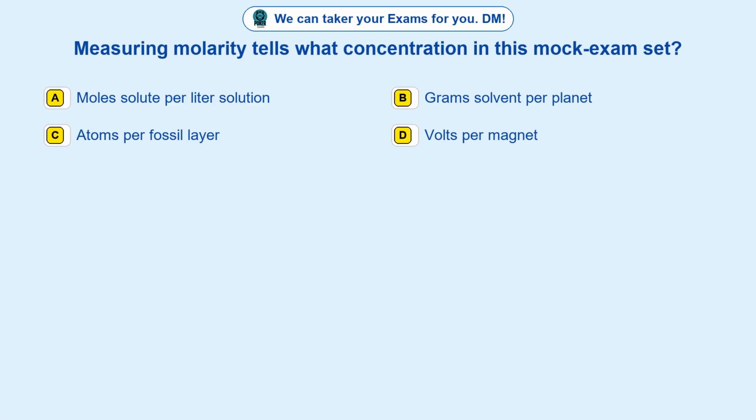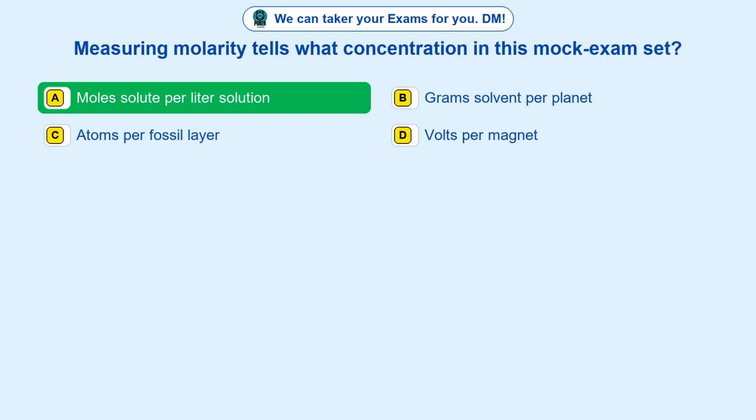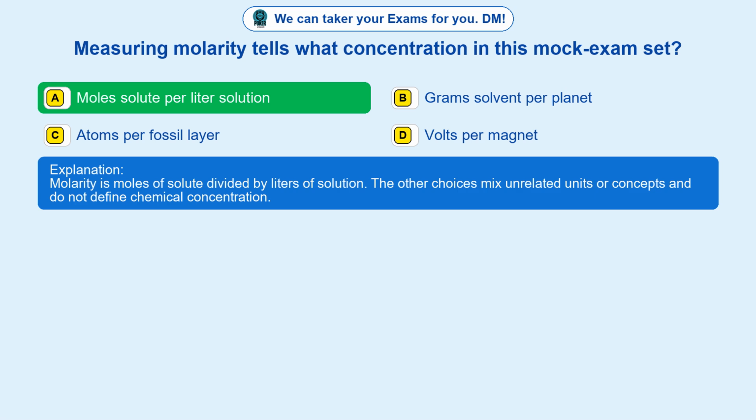Question 45. Measuring molarity tells what concentration in this mock exam set? Option A, moles solute per liter solution. Option B, grams solvent per planet. Option C, atoms per fossil layer. Option D, volts per magnet. The correct answer is option A, moles solute per liter solution. Molarity is moles of solute divided by liters of solution. The other choices mix unrelated units or concepts and do not define chemical concentration.